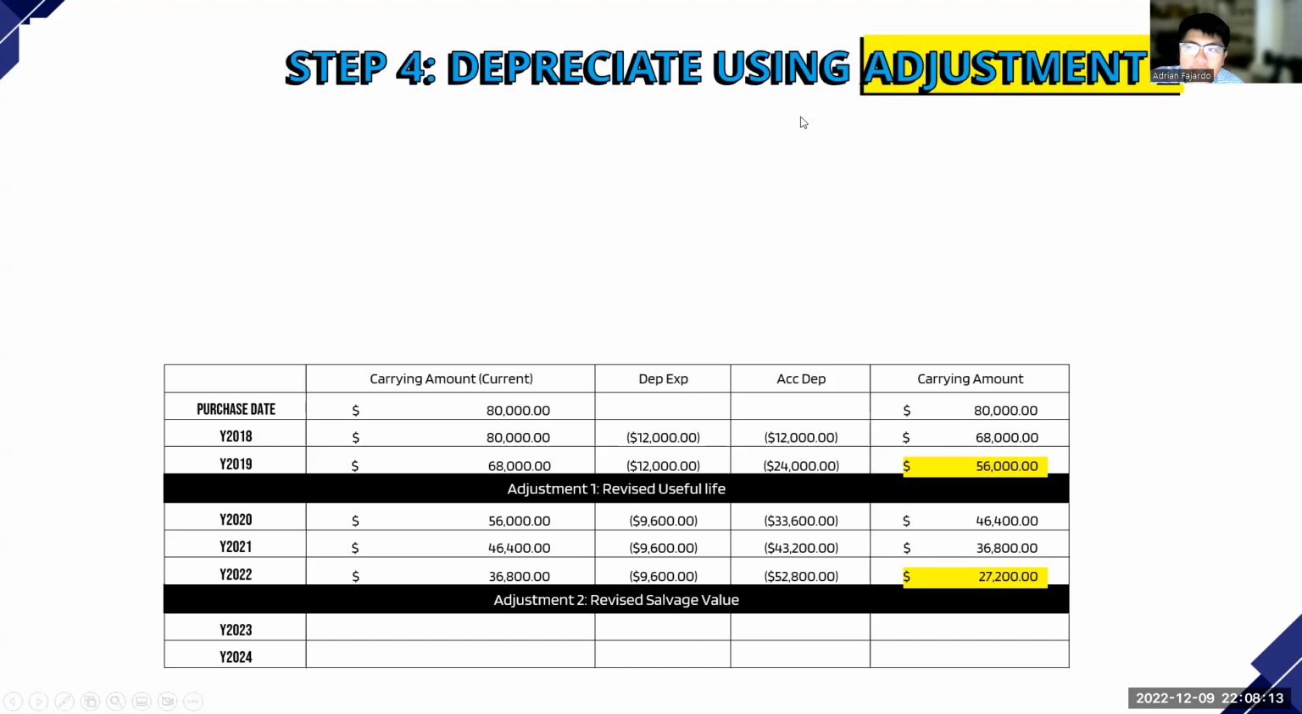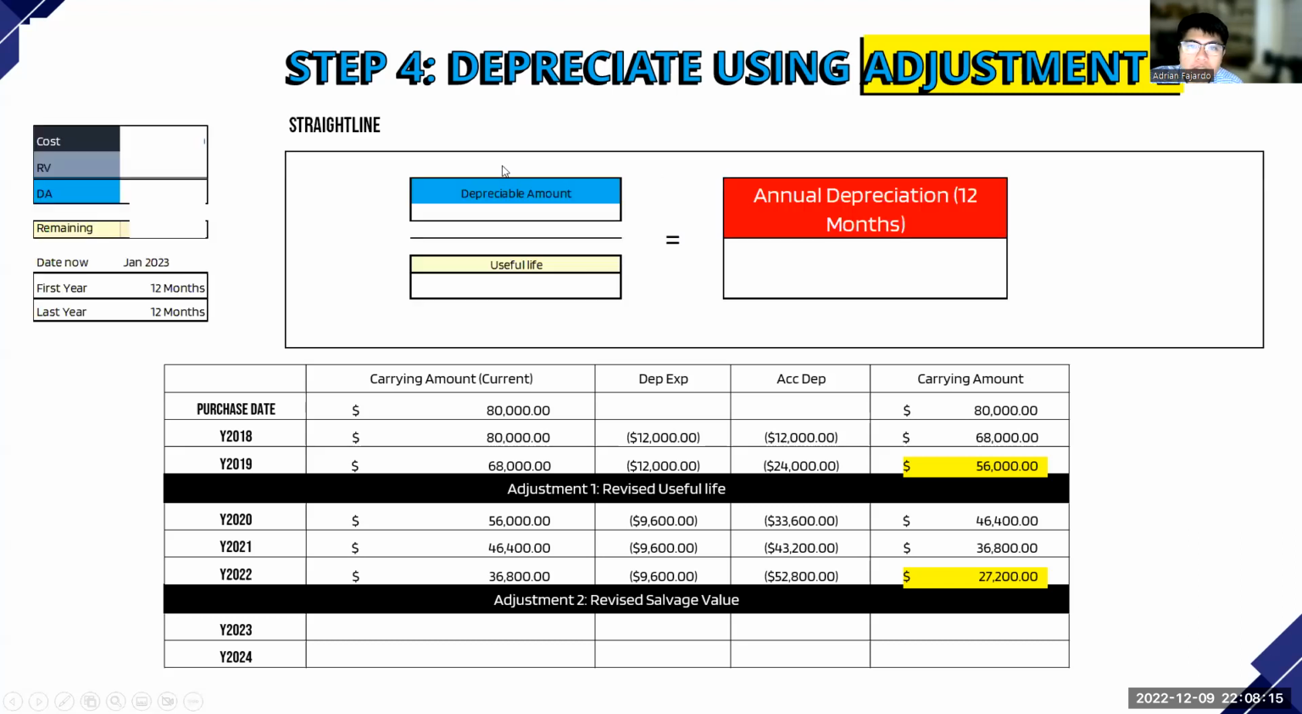So step 4, depreciate using the last adjustment. So the cost will now be 27,200, which is the carrying amount. Yung residual value natin from 8,000, ginawang 4,400. So now we have a new depreciable amount at 22,800. And our remaining useful life, out of the 7 years, 2 years na lang yung natira.